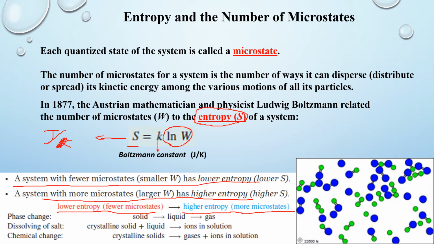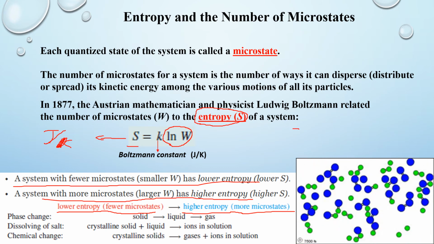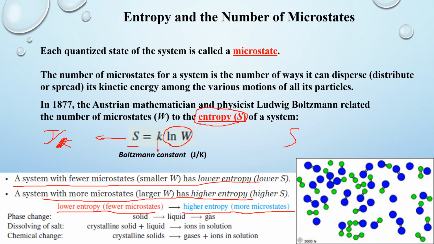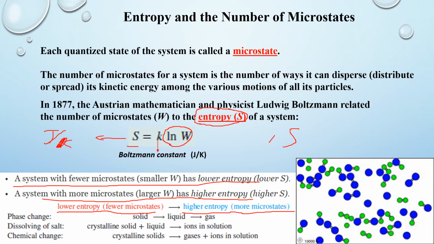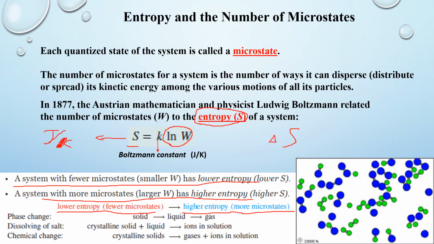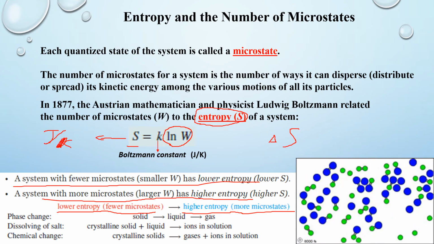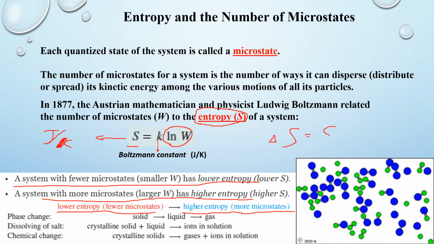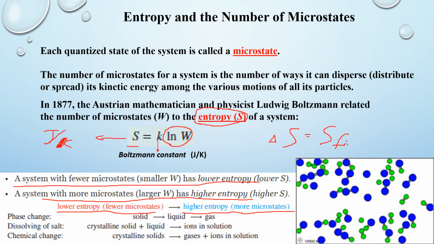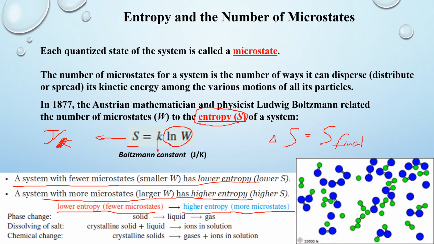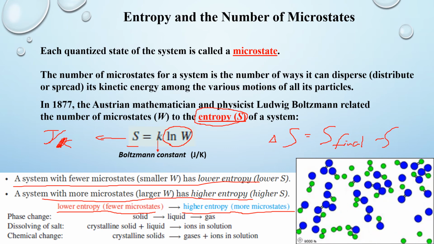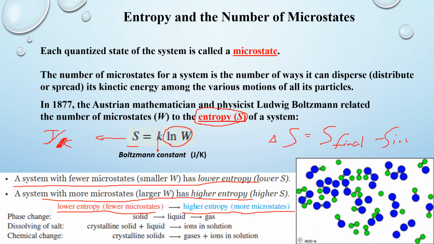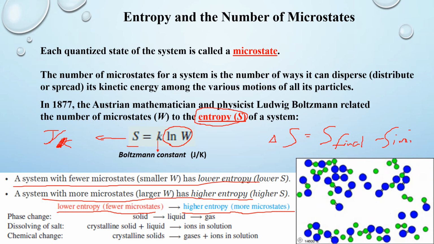As you can see, S is also a state function. State function means that it's only related to the final and the initial state. It has nothing to do with the process or what happens in the middle. So the delta S, the change of entropy, will be the final entropy minus the initial entropy.